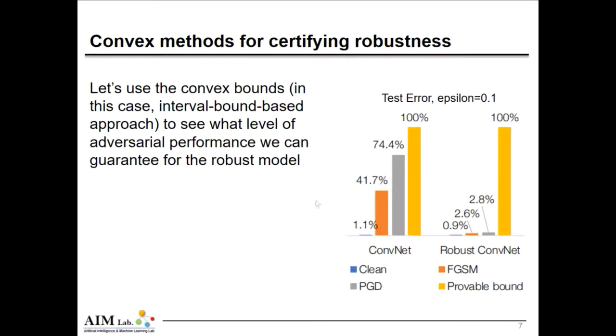Next, let's use the convex bound. In this case, we are going to use the interval bound based approach to see what level of adversarial performance we can guarantee for the robust model. As shown in the previous slide, the model improves the error rate for FGSM and PGD, but unfortunately, the robust bounds you get if you run the convex procedure for both of these models are completely vacuous. It's totally vacuous here.